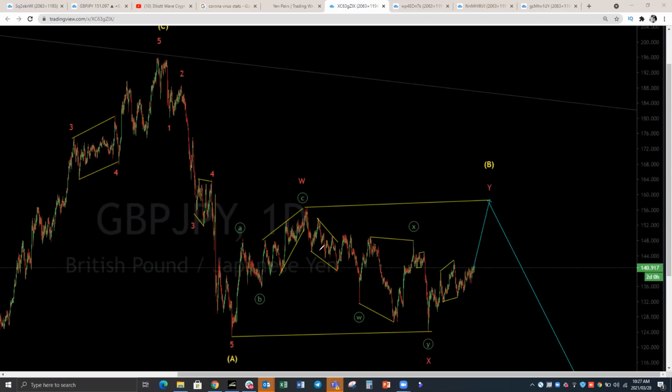Not only from January, from when we started looking at this structure on the weekly last year already, we could see that this was going to go to around these levels. So that is pound yen, 1,000 pips already on this pair.